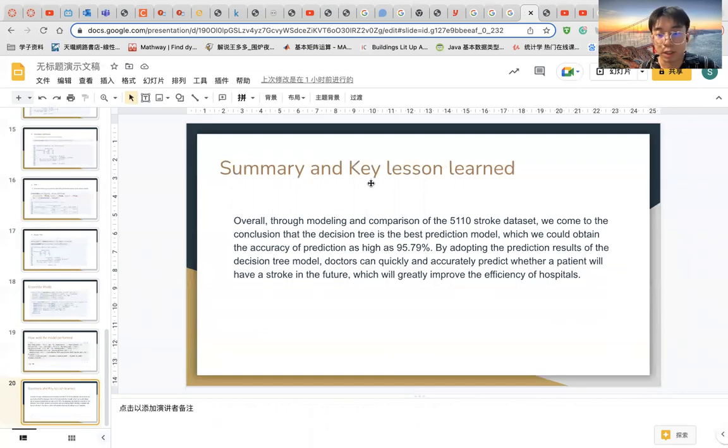And here are the summary and the key lessons that I learned. Overall, through the modeling and comparison on the 5,110-record stroke dataset, we come to the conclusion that the decision tree is the best prediction model, which could obtain prediction accuracy as high as 95.79%. By adopting the prediction results of the decision tree model, doctors can quickly and accurately predict whether a patient will have a stroke in the future, which will greatly improve the efficiency of hospitals.